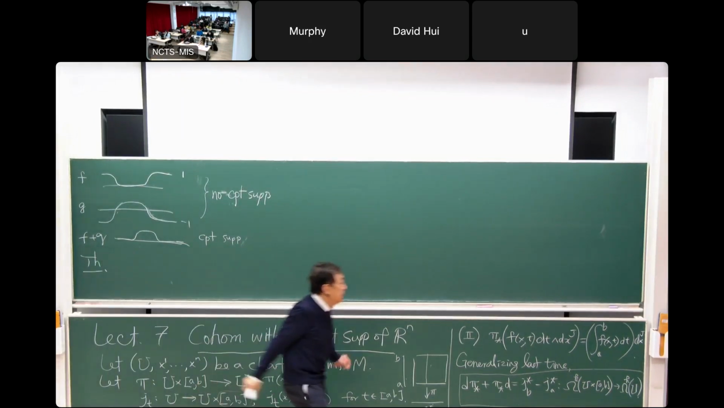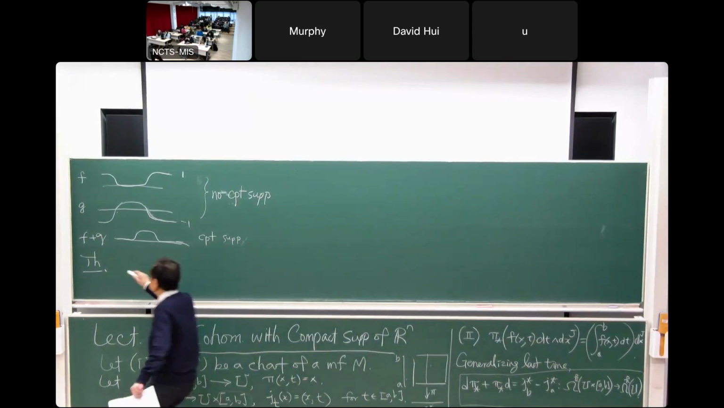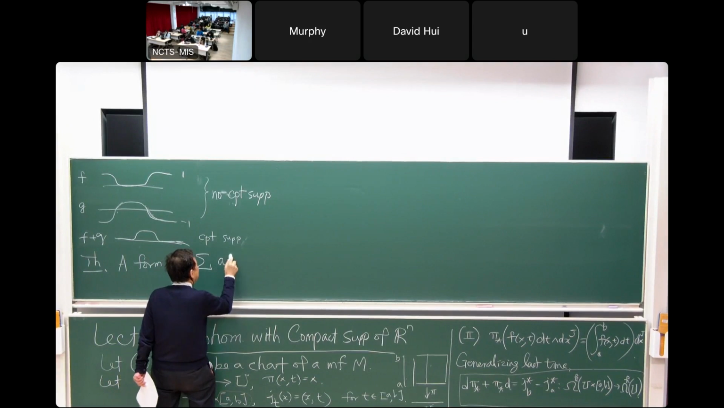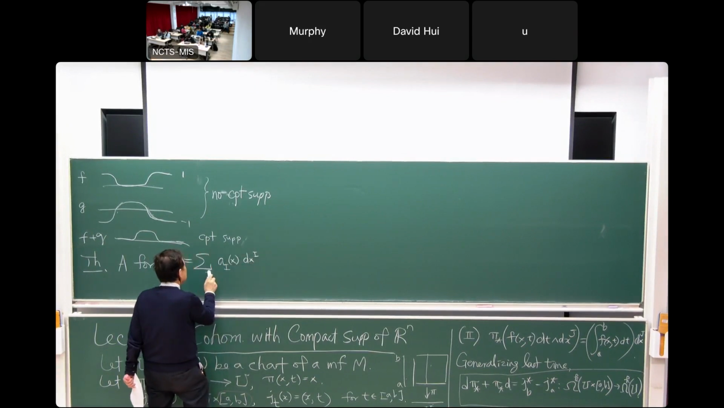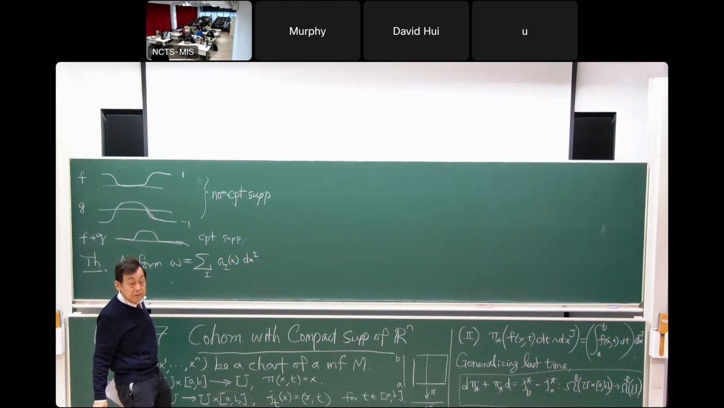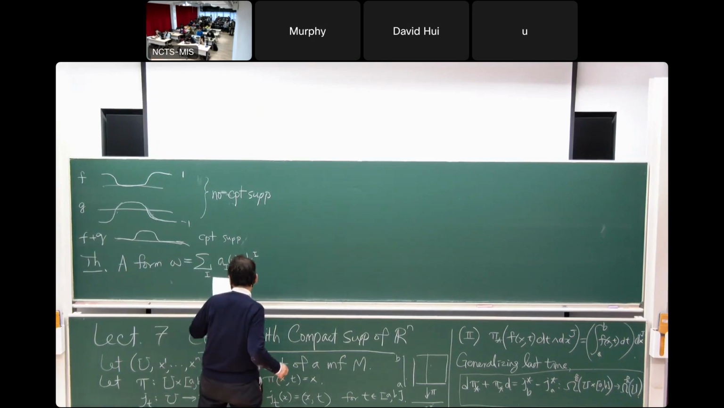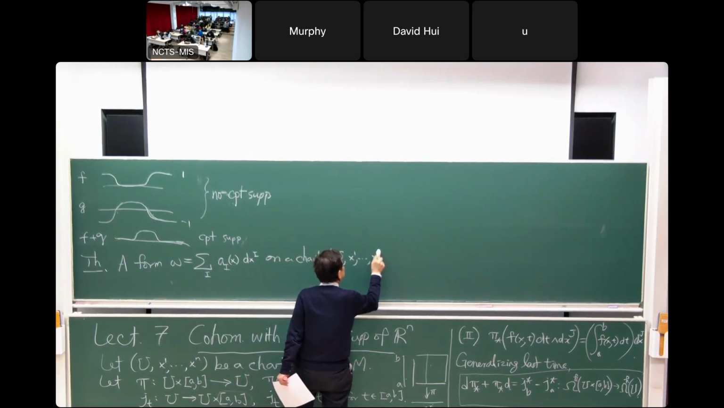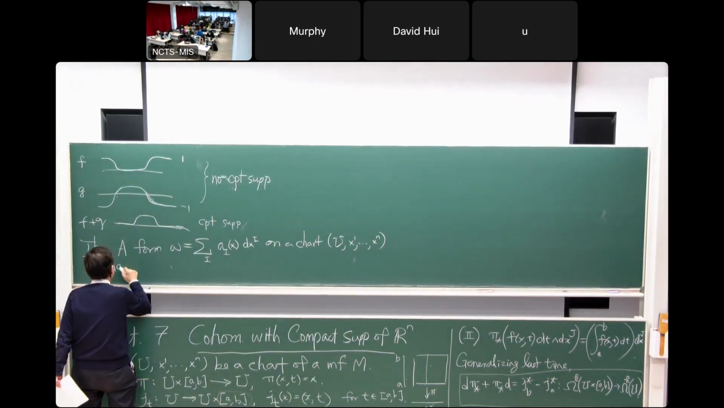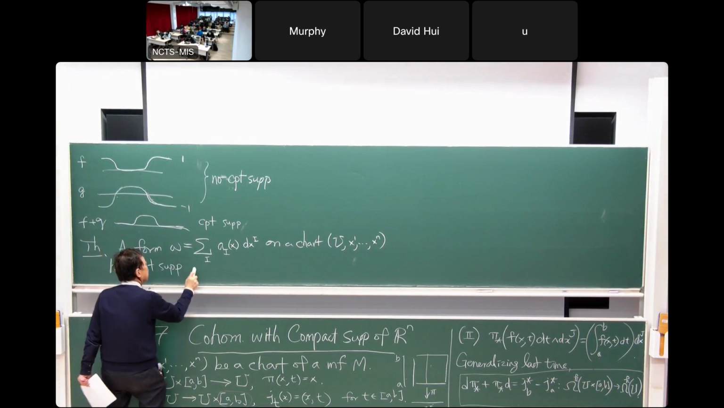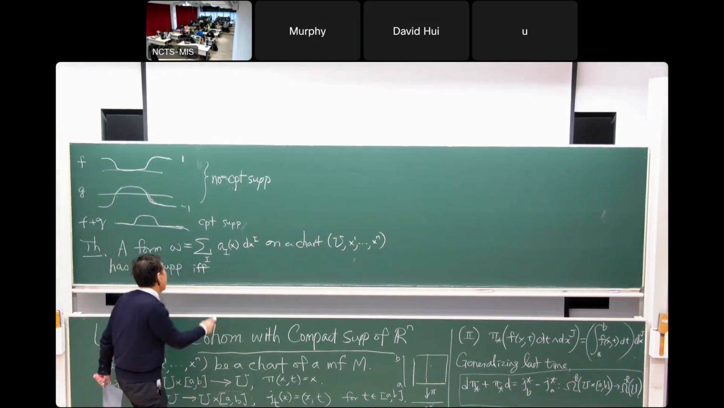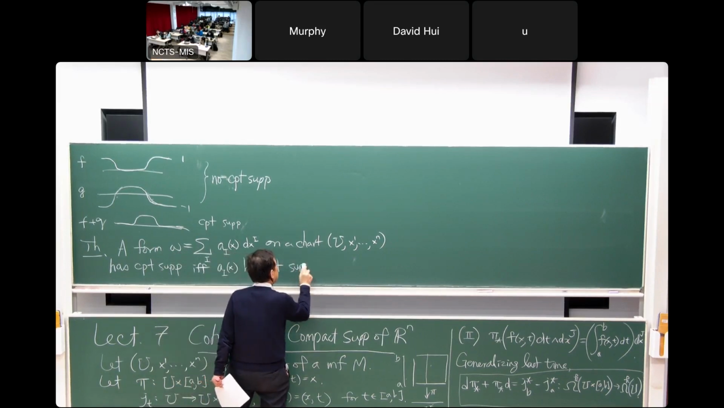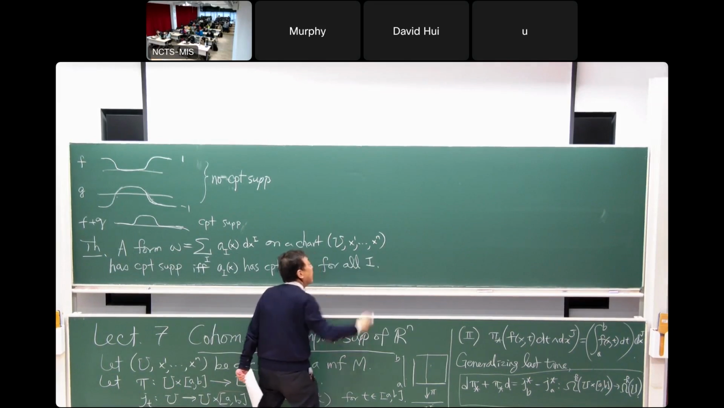okay, that a form omega, which is the sum of A_I dx_I, okay, where I runs over strictly increasing multi-indices, a form on a chart U with coordinates x1 to xn, has compact support if and only if the A_Is all have compact support. Okay.